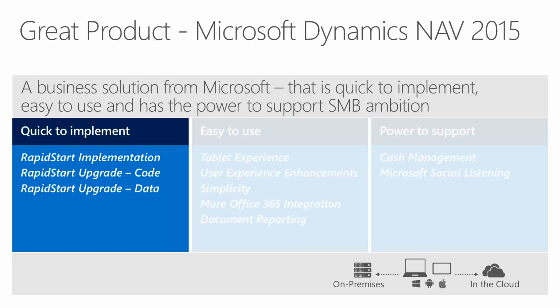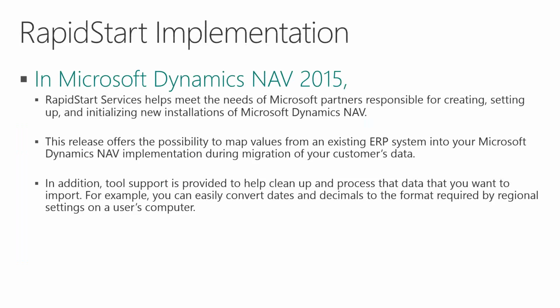As we look at quick to implement, it really consists of 3 components. Rapid Start Implementation is a tool that replaced something called data migration back in NAV 2009. It was introduced in May of 2013, a couple of years ago, and it helps our partners quickly initialize a new installation of Dynamics NAV. It allows you to bring in your master data and configuration tables to quickly create a new implementation, a new company. What's been added in NAV 2015 is the ability to take values and map from one value to another.